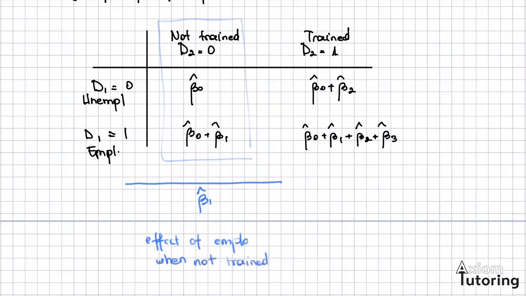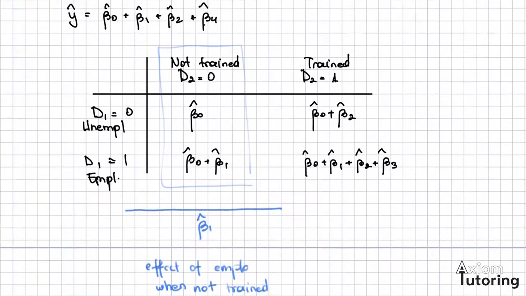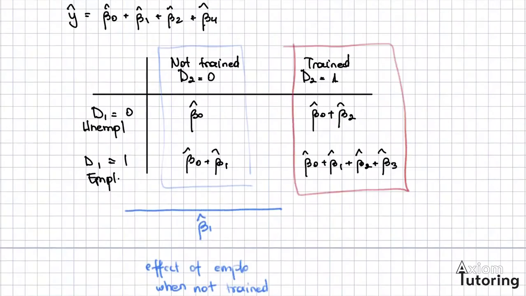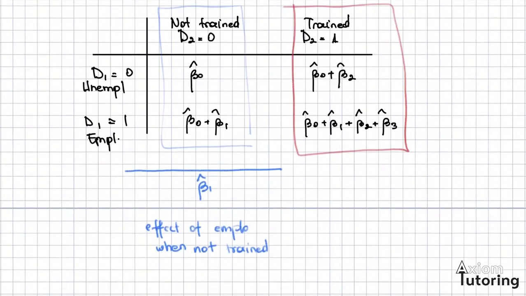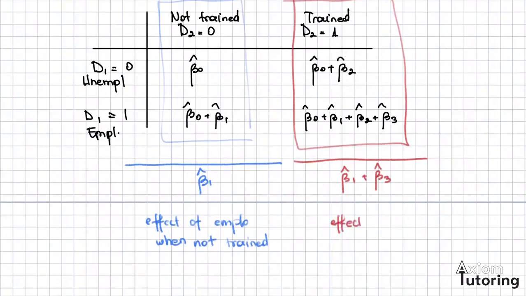Okay, then what is the effect of employment when you are trained? Well, in that case, you have to look at this other column in here. And you will see, if you look at the difference, that is simply beta 1 hat plus beta 3 hat. So this is the effect of employment when trained.